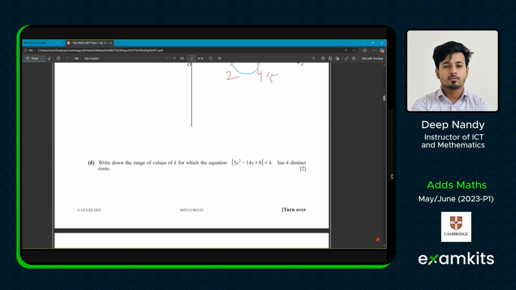Now, in question D, we have been asked to find the range of values of k for which the equation 5x square minus 14x plus 8 equals k has 4 distinct roots. Now, for distinct roots, we know that b square minus 4ac is greater than 0.